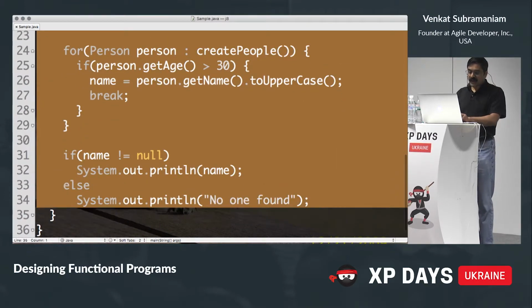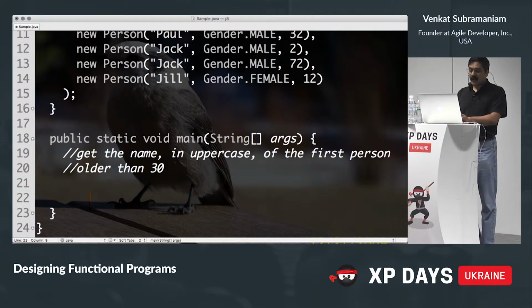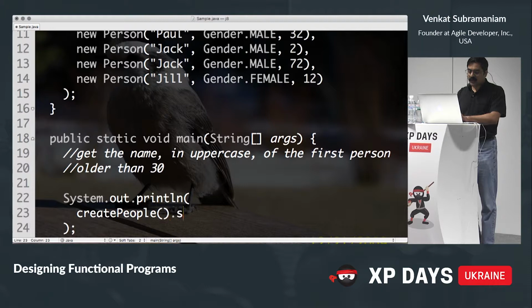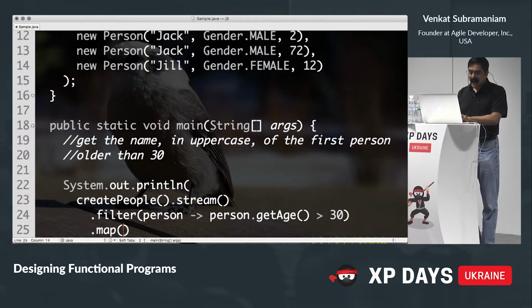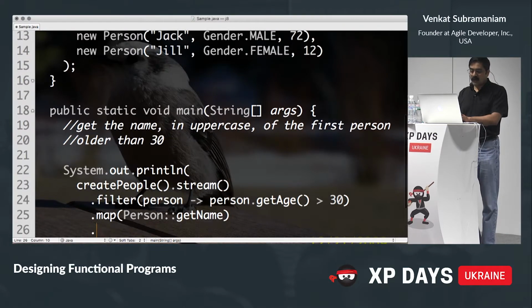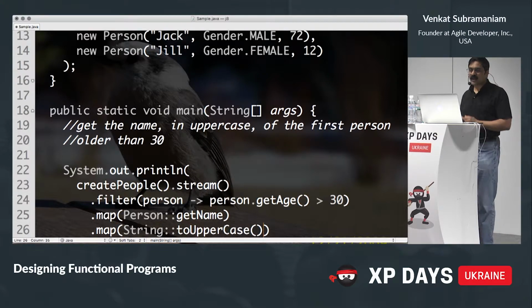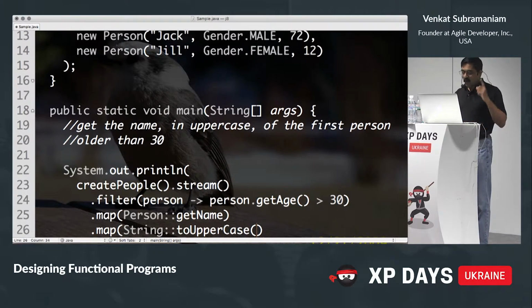Well, in functional style, I'm going to say over here, again, output. We'll start with create people.stream, but this time filter, given a person, person.getAge is greater than 30, well, map and get the person's name. So we'll say getName is what I want to get out of this person, but I want to then convert it to a string to uppercase. Notice how the code is cohesive, one line doing just one thing at a time.